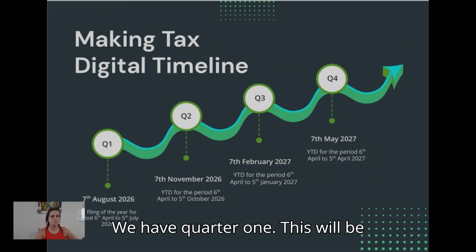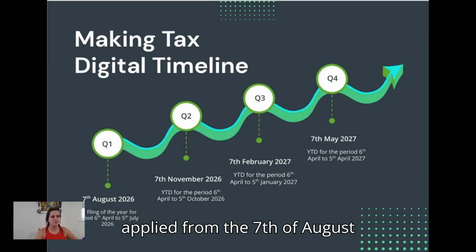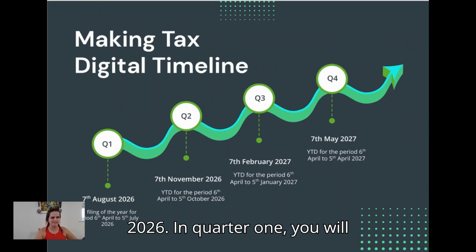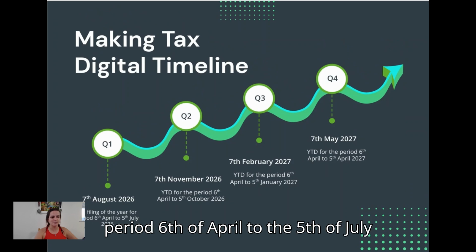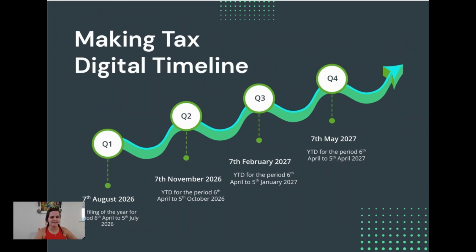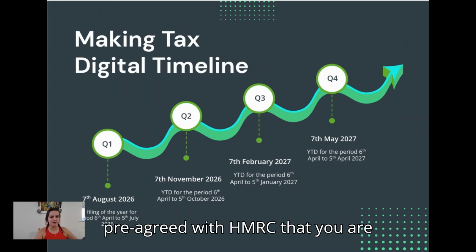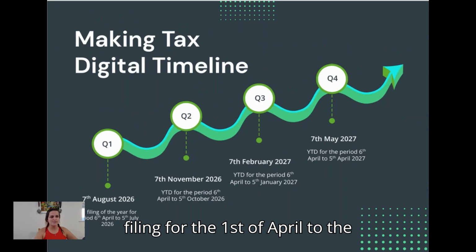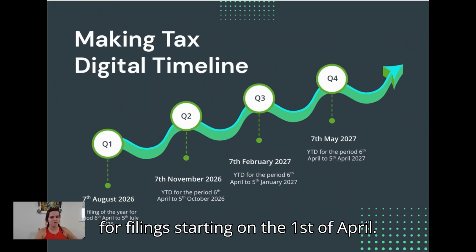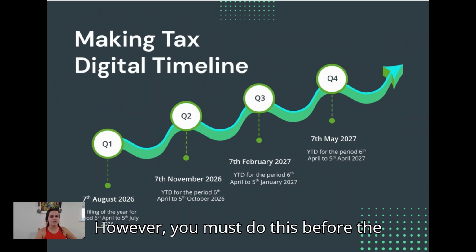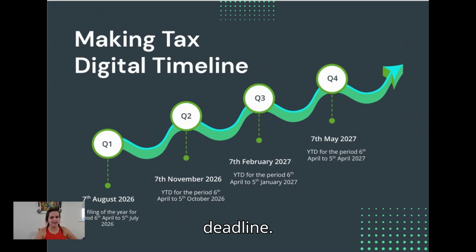We have quarter one. This will be applied from the 7th of August 2026. In quarter one, you will require a filing of the year for the period 6th of April to the 5th of July 2026. This is if you have not already pre-agreed with HMRC that you are filing for the 1st of April to the 31st of June. You are able to make a request to HMRC for filings starting on the 1st of April. However, you must do this before the deadline.